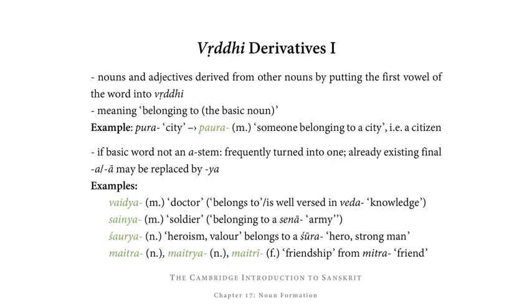Very often abstract nouns such as friendship are actually grammatically feminine. And so this is just there to show that the process that we are looking at, derivation by taking the first vowel and putting it into vritti, always has the same semantic result, always results in the same kind of meaning. What happens at the end of the word that has been vrittied can vary, but that doesn't have any influence on the meaning of the resulting word.